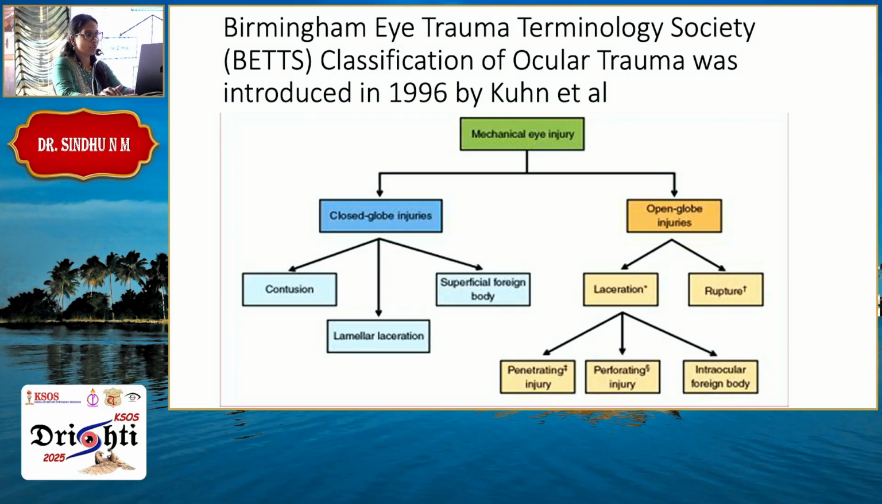We know closed globe injury means the outer quarter of the eyeball is not penetrated. It's subclassified into contusion, lamellar laceration and superficial foreign body. Bett's classification is a universally accepted and concise classification, but in real life, not all injuries can fit into these terminologies. So individual injuries are to be addressed and identified, because most of the injuries will be mixed mechanism injuries.